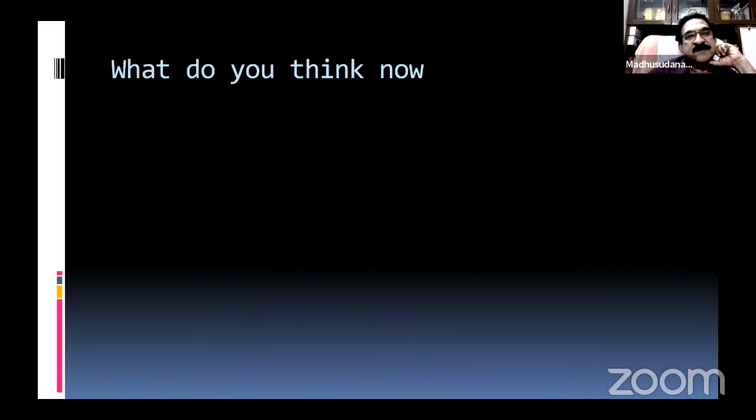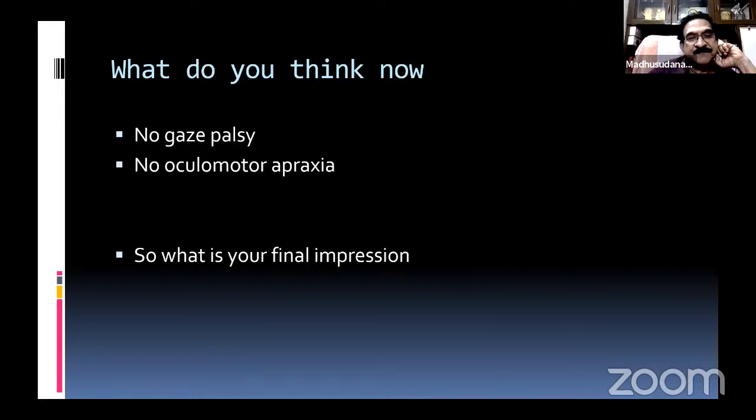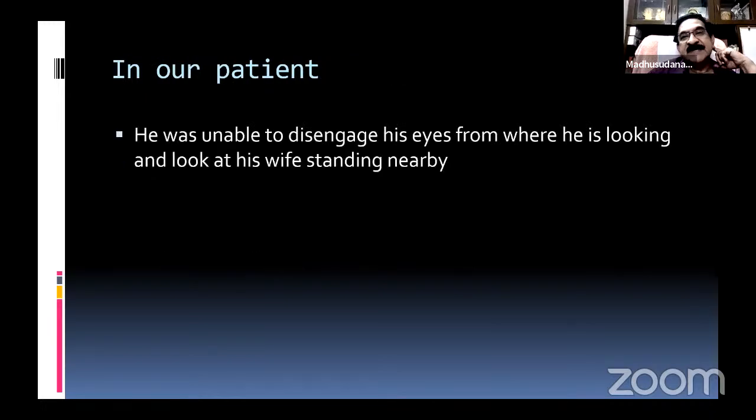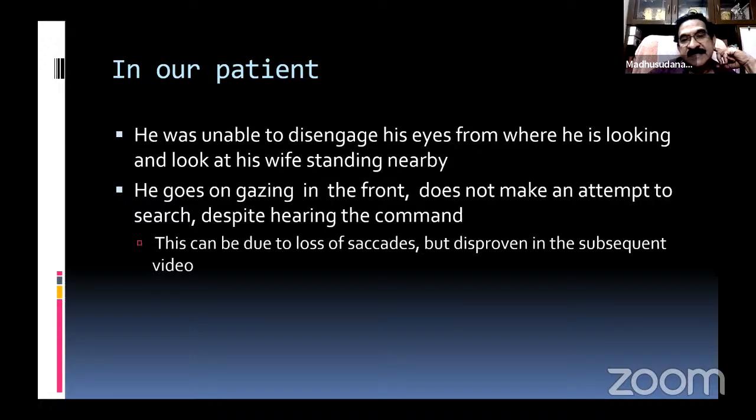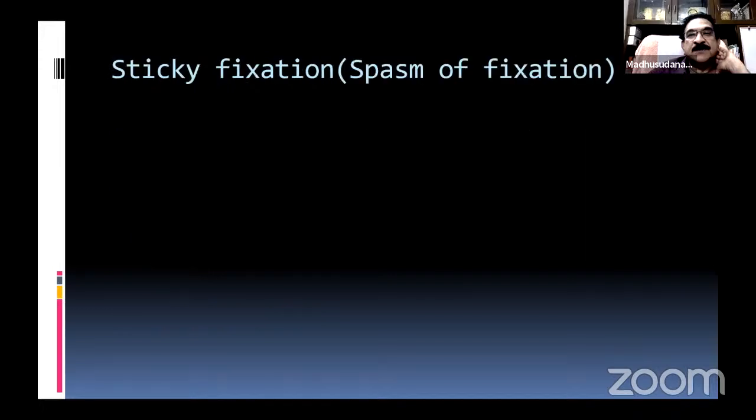So what do you think now? No gaze palsy, no oculomotor apraxia. So what is your final impression? He was unable to disengage his eyes from where he was looking and look at his wife standing nearby. He goes on gazing in front and does not make an attempt to search despite hearing the command. This can be due to loss of saccades, but that is disproven in the subsequent video, which I have shown, of ocular movements. So what is this problem? It's called spasm of fixation or sticky fixation.